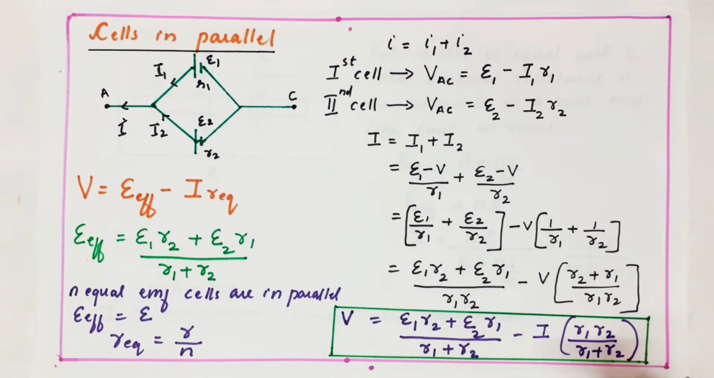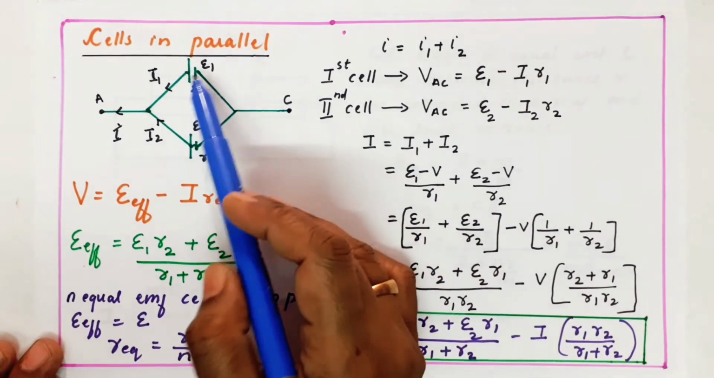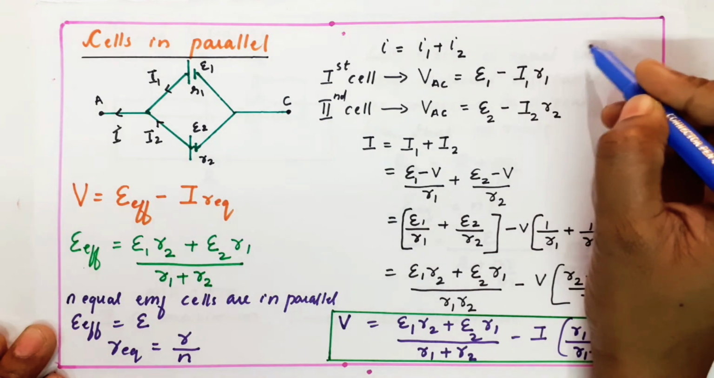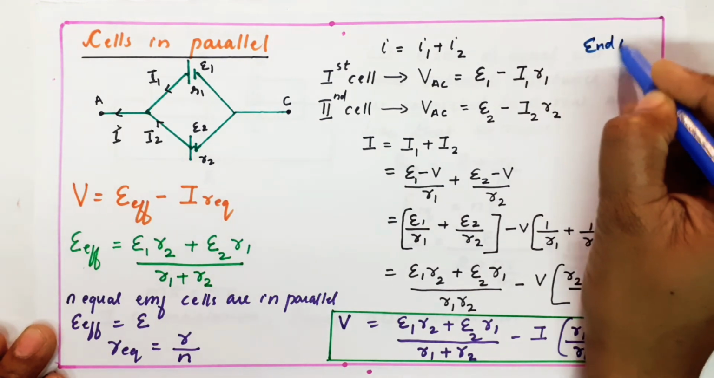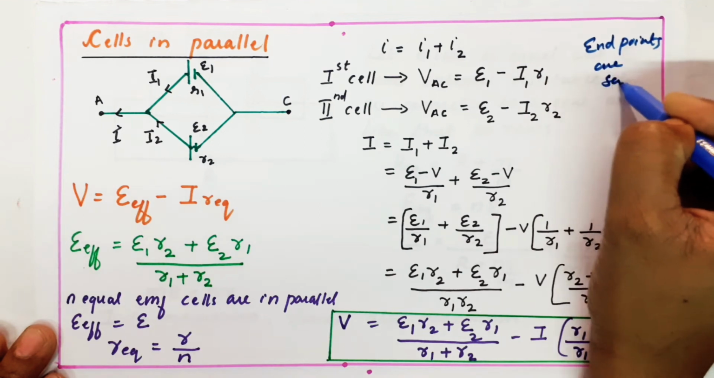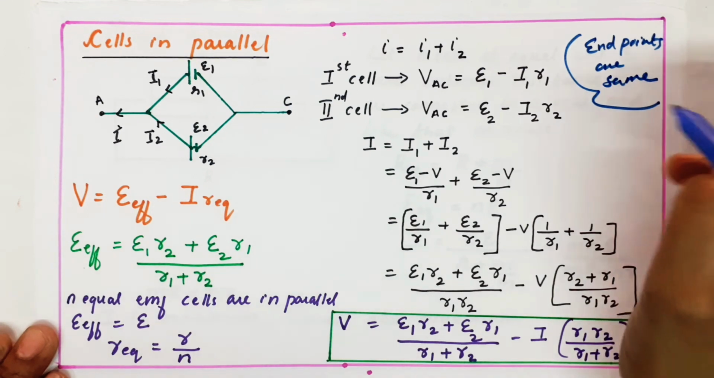Next I am going for cells in parallel. See the situation here. These are the two cells we are connecting in parallel. Parallel means, as I told in the previous sections also, you remember the end points are the same.